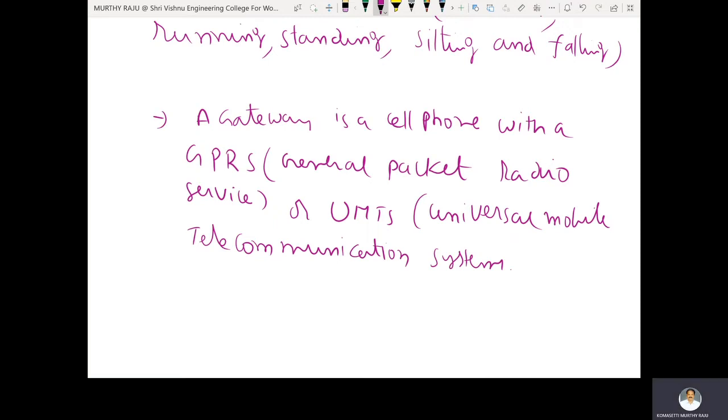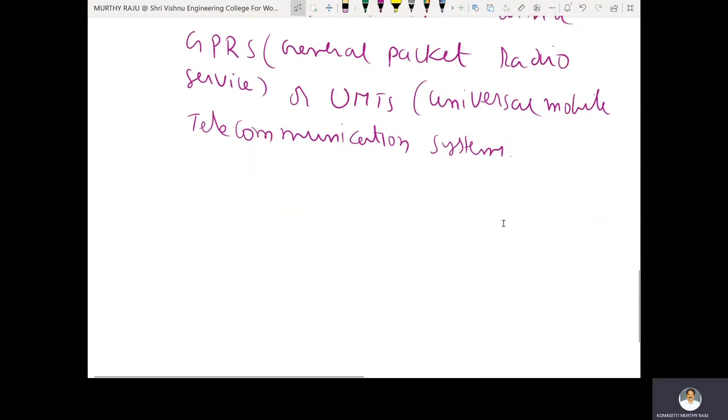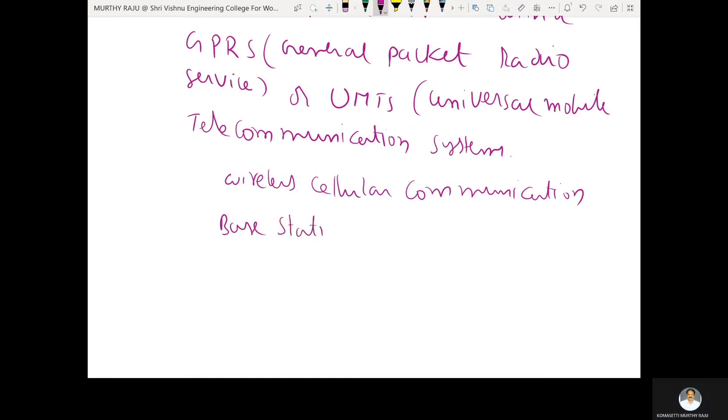Cell phones and smartphones generally use wireless cellular communication. Here we use some base stations. Base stations receive packets and send the packets to a destination.